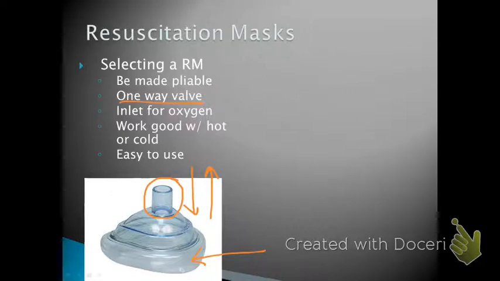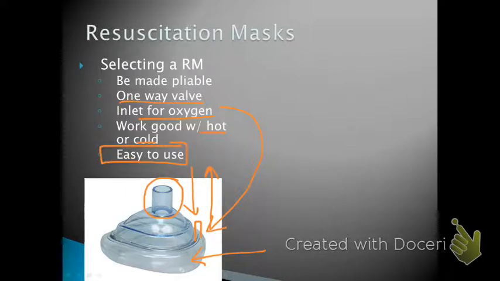So you're protected by this one-way valve. Some masks are produced with what's called an oxygen inlet, which, if you think about this, basically allows for oxygen administration to occur. So you can use the mask over the patient's face and attach oxygen to the mask so that oxygen can be delivered. The nice thing about resuscitation masks is that they are good in both hot and cold environments, and they are the easiest barrier to use in the field.